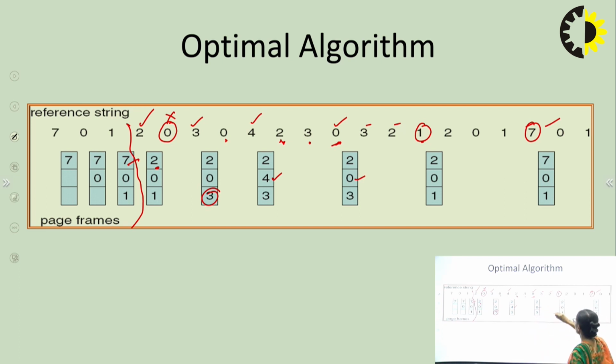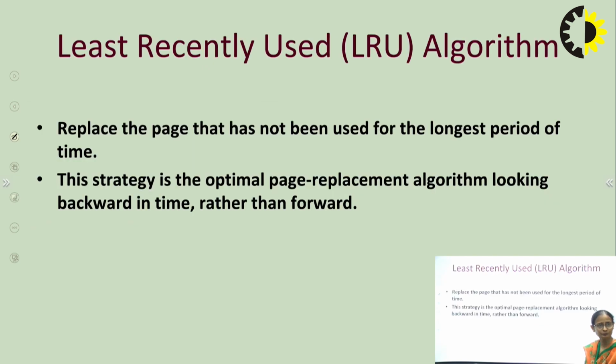3, 2, no page fault. 1, again there is a page fault. Again we need to select a victim between 2, 0 and 3. 2, 0, 3 not referred anywhere. So again this is the best choice. So this is how we can calculate the number of page faults in the case of the OPT algorithm.